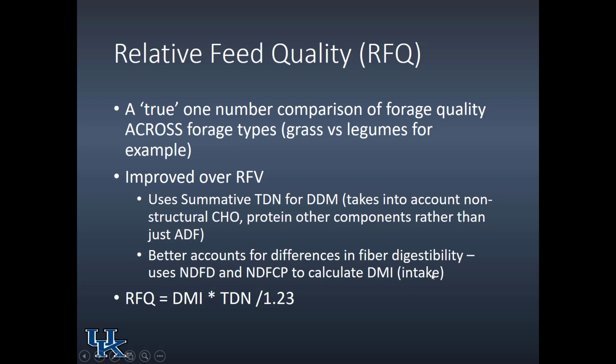Here is the equation, and you'll notice it looks similar to RFV. The RFQ is equal to digestible DMI, the intake calculation, times TDN of this summative TDN equation, divided by 1.23. That factor 1.23 is used so that the range and the values are comparable in magnitude to relative feed value.